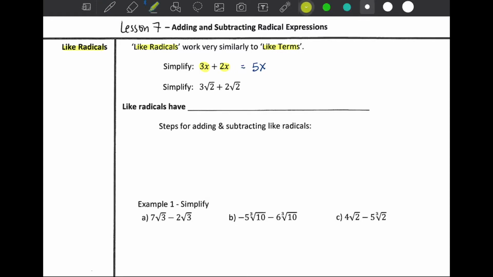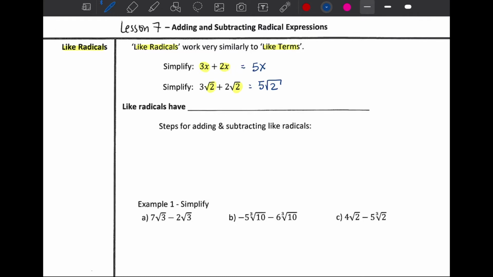We have the radical portion here. I know that this radical portion is the same. So these two terms are like radicals, which means I can just add or subtract the coefficients of those radicals. 3 plus 2 is 5. And then we have square root of 2.